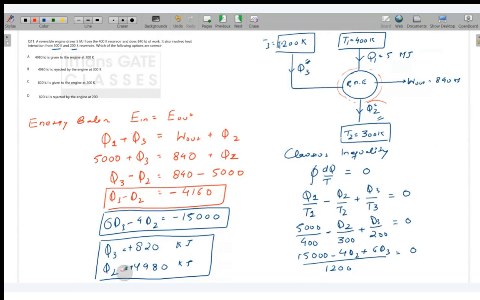Simply means, for example, Q3 is positive. It means that the sign that I have chosen is correct. If you will get a negative 820, that means the sign that you have chosen is incorrect. It should be opposite. So instead of going in, it should be going out of the system, of the cycle. Okay, got it? Luckily, we got positive in both of them. That means the signs that we assumed were correct. Clear?